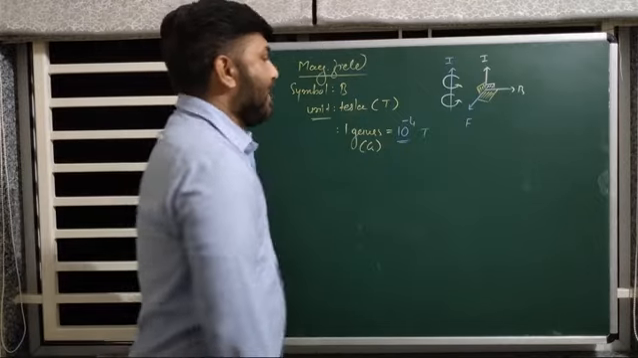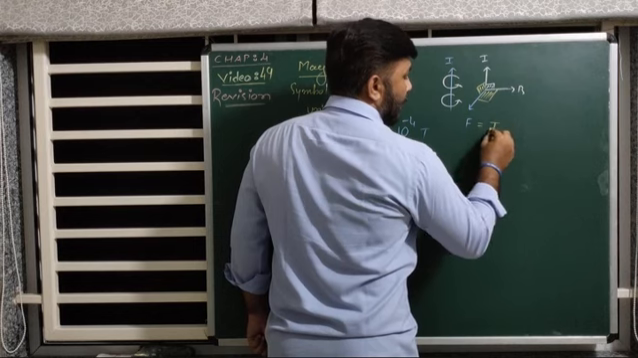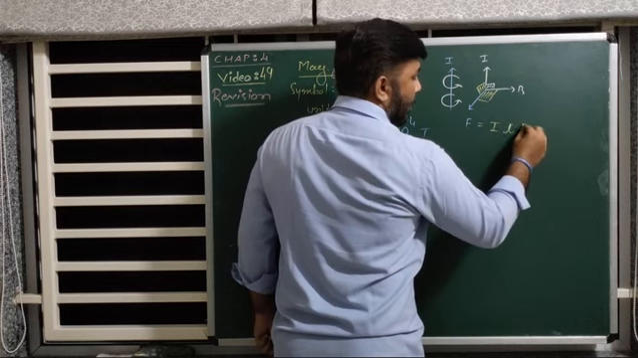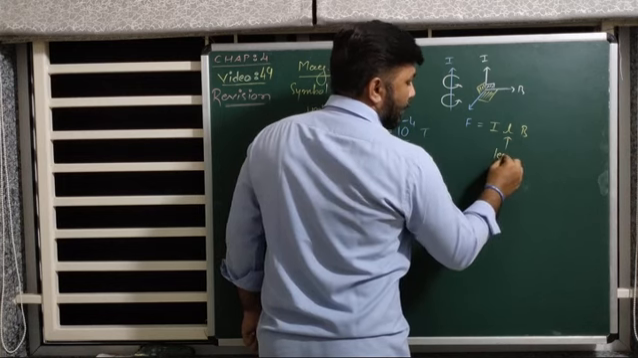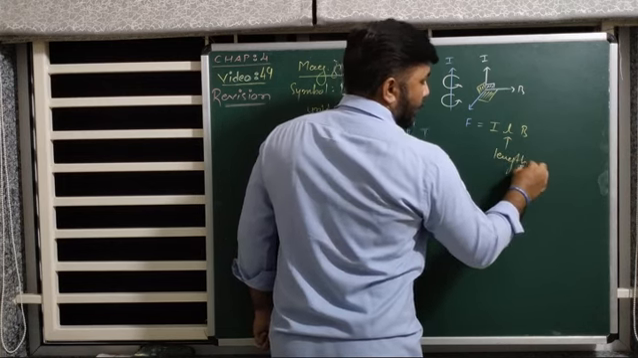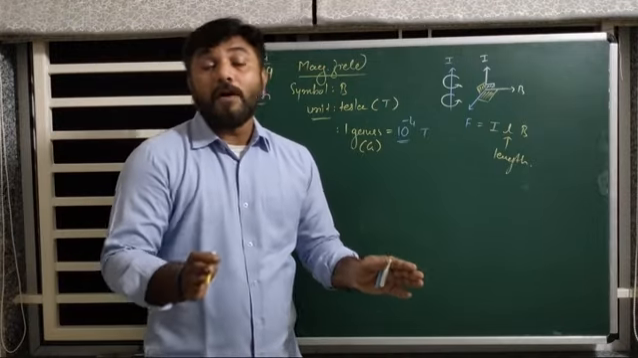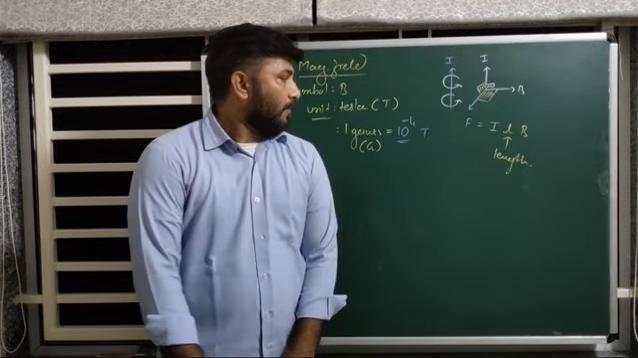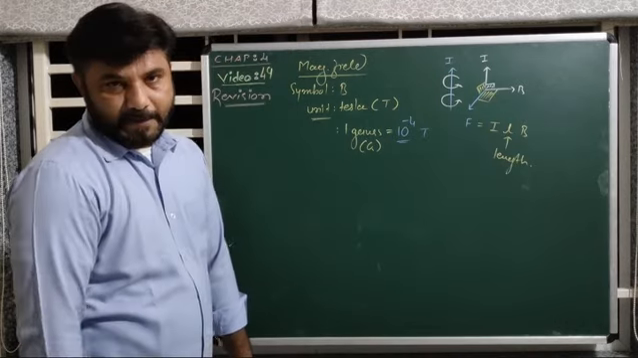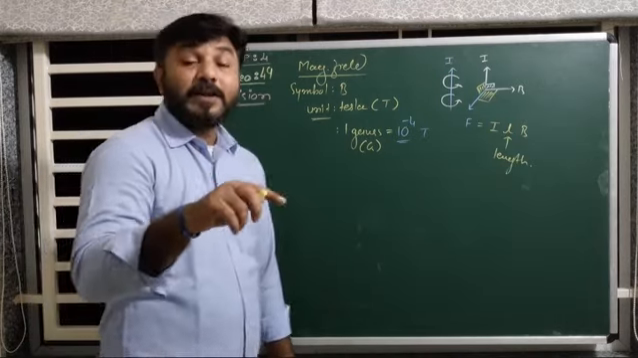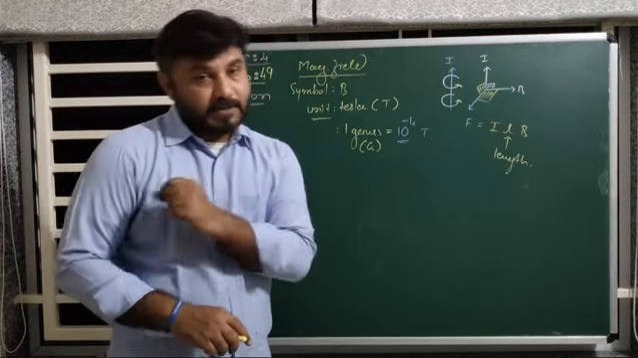And that force is given by F is equal to I L B. What is L? L is nothing but the length of a conductor, or you can say the length of a wire. Okay? It is easy. There is one more equation of force which is given by Lorentz.